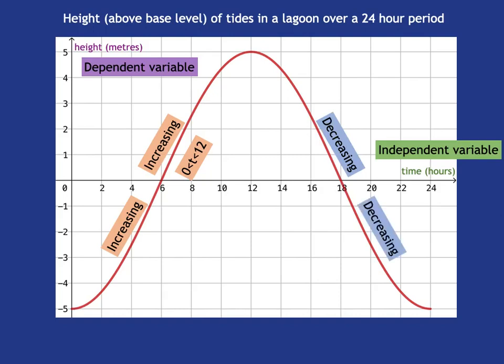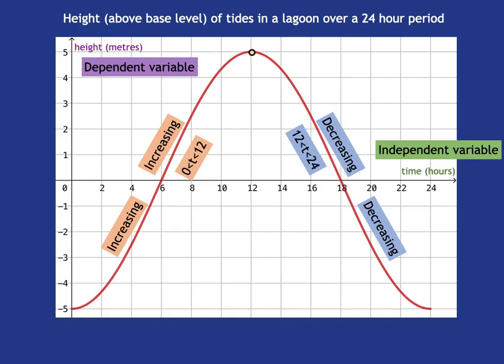Over here, you can see that as the time goes on, so the height is dropping. And there we call that decreasing. That's the decreasing portion of the graph. And if you were asked, where is this graph decreasing? Again, you could write it as an interval, saying between 12 and 24, the graph is decreasing. What does that mean in real terms? What we're talking about is from between time 12 and time 24, the tide is dropping in the lagoon.